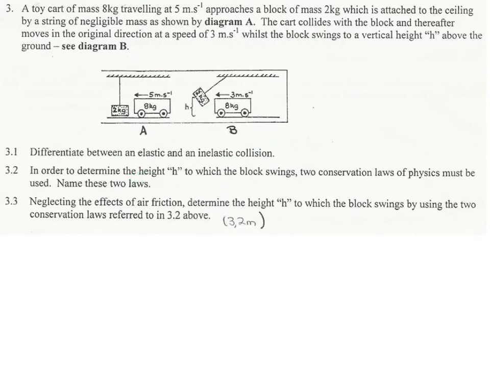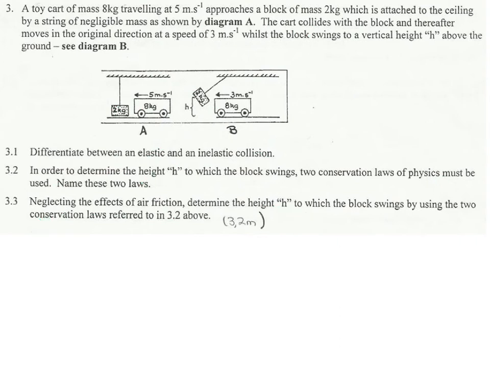In order to determine the height, two conservation laws are going to have to be applied. Name them. Now, the first thing that happens is we've got a collision. Conservation of momentum. Then you have all the energy at the bottom being transferred into energy at the top. So that's conservation of energy. So those are the two laws you're going to do. Neglecting the effects of air friction, determine the height which the block swings to by using these two conservation laws.